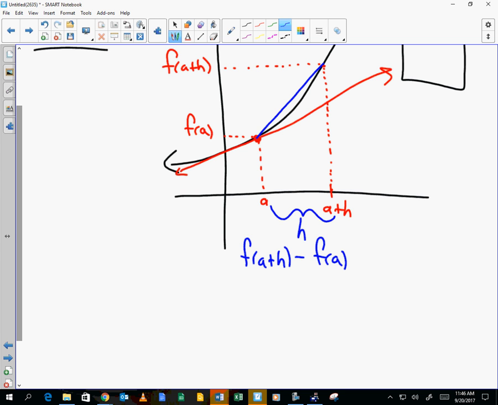If you don't know where we got that from, you will not understand the problem. I'm doing slope right now. f of a plus h minus f of a, all over what? A plus h minus a. What happens?